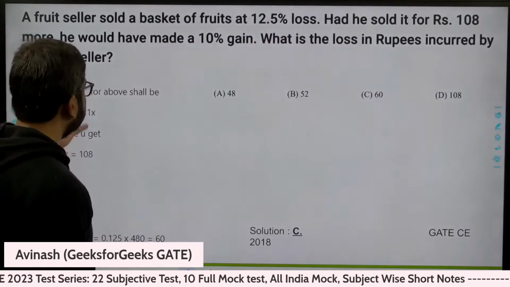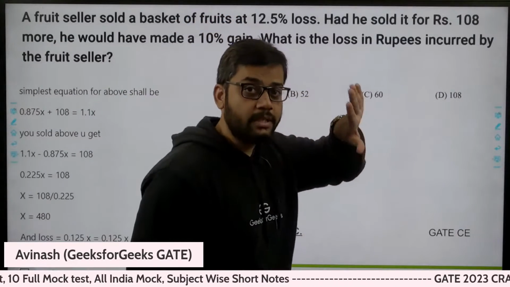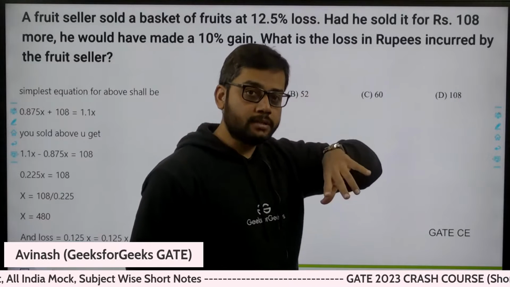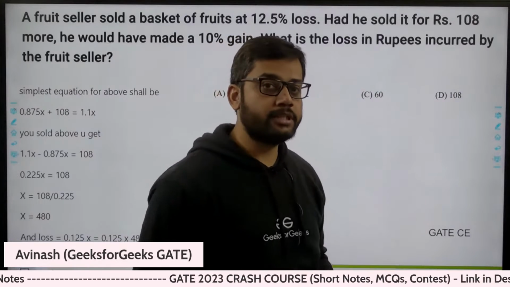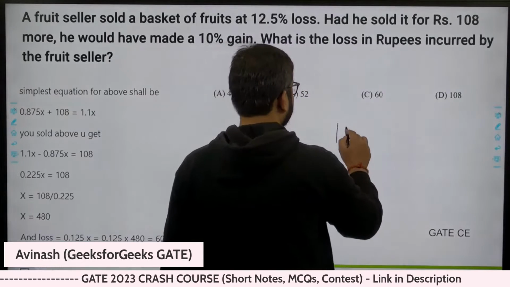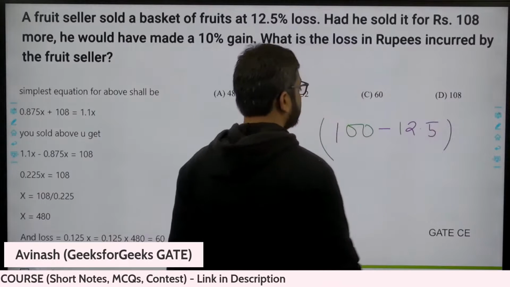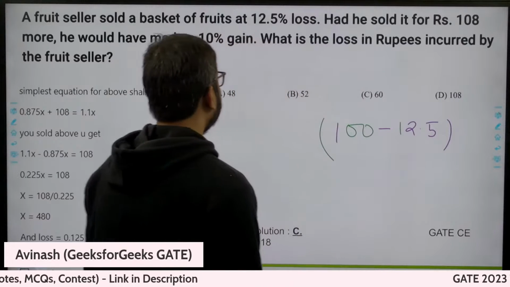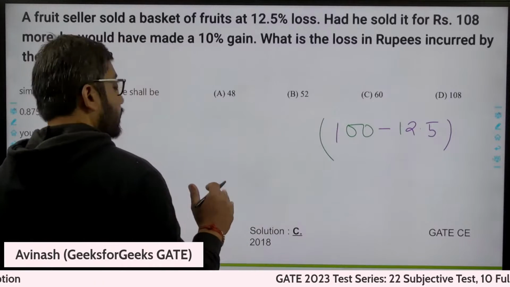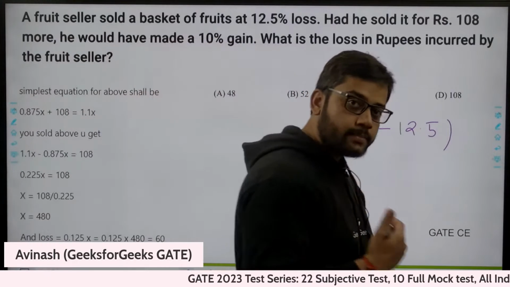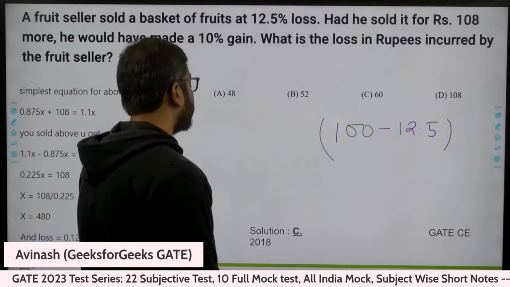A fruit seller sold a basket of fruit at a 12.5% loss. It means, suppose the actual cost is 100, and he's selling at a 12.5% loss. It means 100 minus 12.5. At this price, he's getting the loss. If he sold it for 108 rupees more, if he increased the price by 108 rupees, he would gain a profit of 10%.